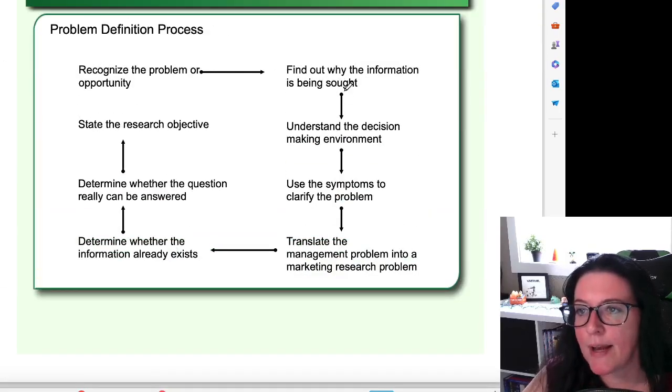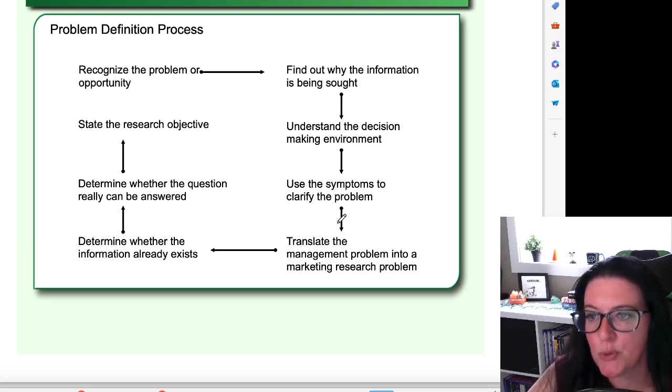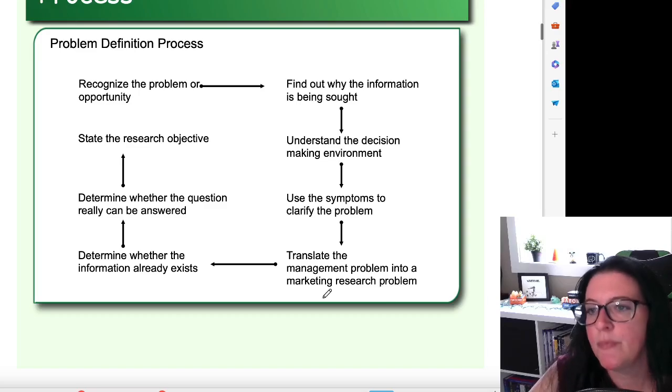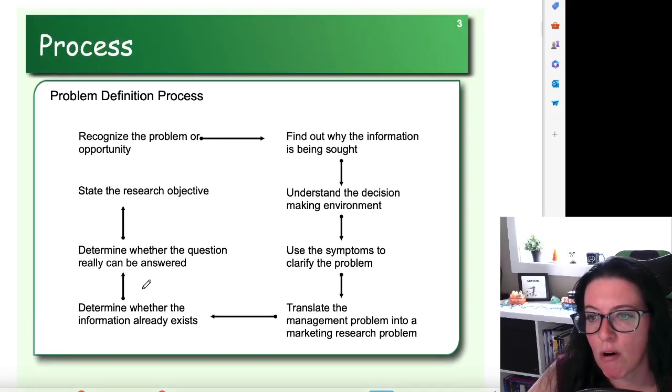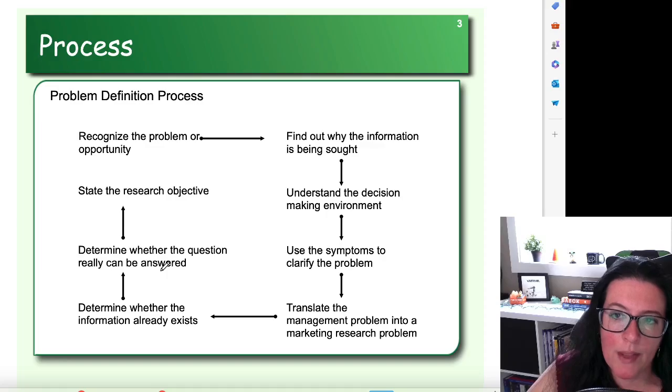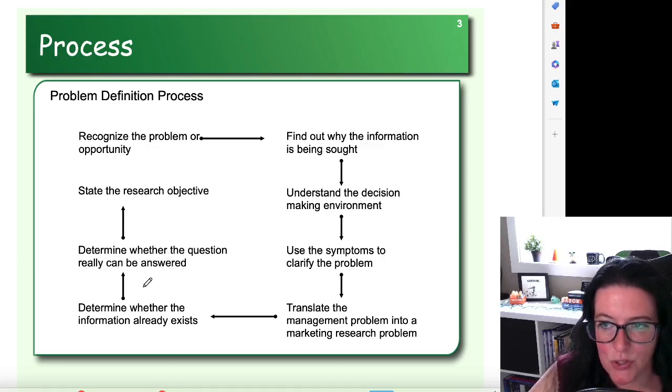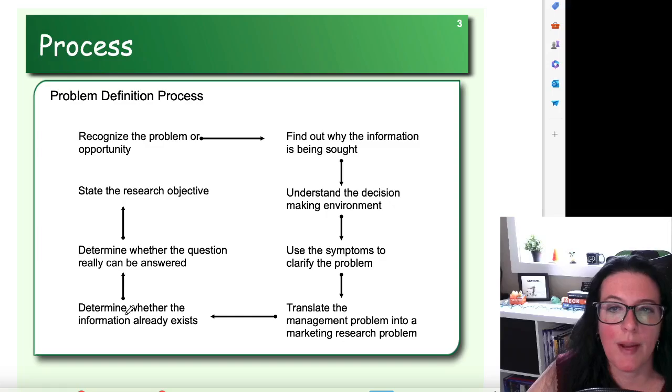All right, so we have turned the management problem, let's go back in time here. Recognize the problem, find out why the information is being sought, understand the decision-making environment, use the symptoms to clarify the problem, translate that management problem into something you can do research on, determine whether the information already exists, determine whether the question really can be answered. If it is something that we can answer and design a research project for, we have fleshed it out so that the management decision problem can be turned into a marketing research problem.